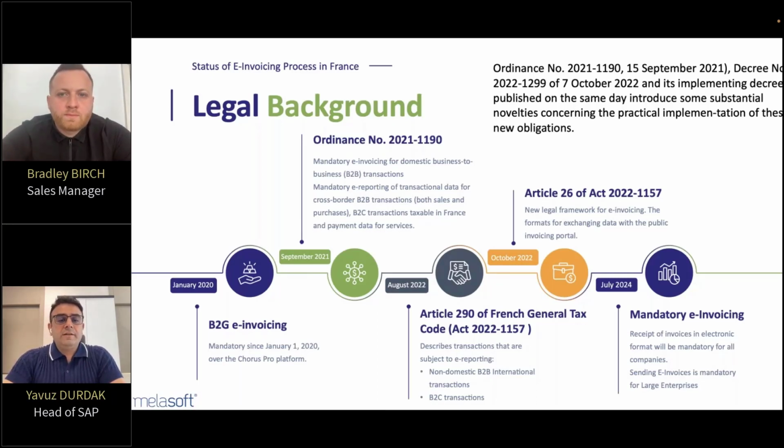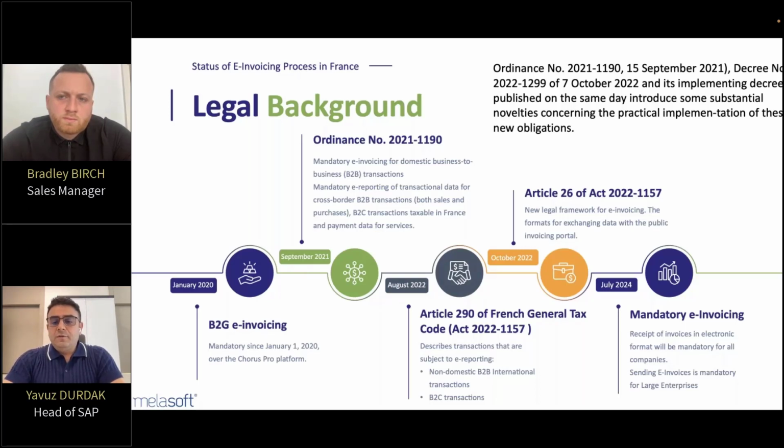Then in 2021, with ordinance number 1190, mandatory e-invoicing for domestic business-to-business transactions and mandatory e-reporting for cross-border business-to-business transactions and business-to-consumer transactions are defined. In 2022, with Article 290 of the French General Tax Code, the transactions are described for non-domestic business-to-business international transactions and business-to-consumer transactions in a more detailed manner. And in the same year, with Article 26, the new legal framework for e-invoicing is constructed, and the formats for exchanging data with the public invoicing portal are defined with this article.